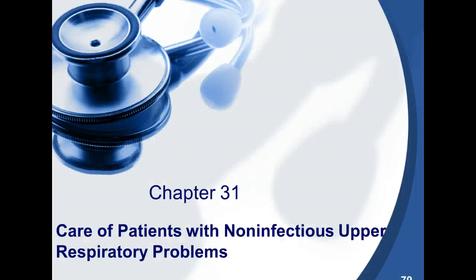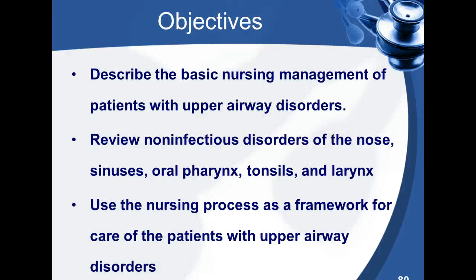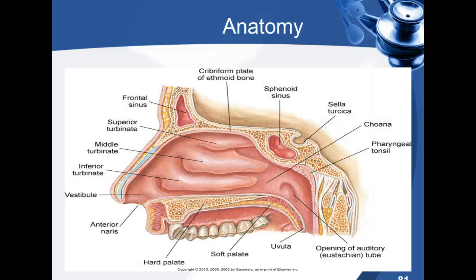Sometimes I just want to make sure that you don't feel that these are just words. So we're talking about people who have problems or disorders of their nose, sinuses, pharynx, tonsils, and larynx. It's upper, so that's your upper airway. And when we say non-infectious, we mean non-infectious. And as a nurse, we're going to talk about what you're going to do to care for a patient that has these types of disorders.